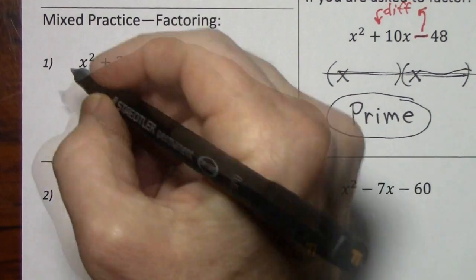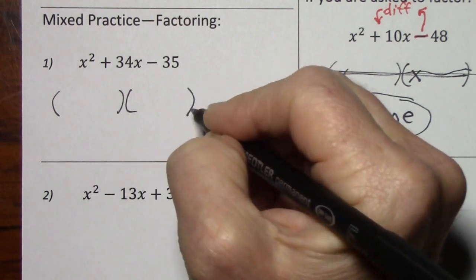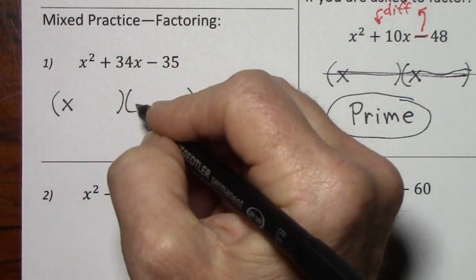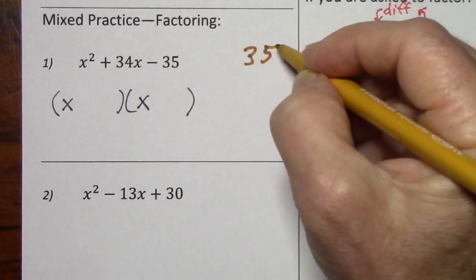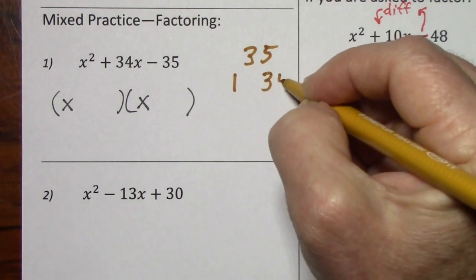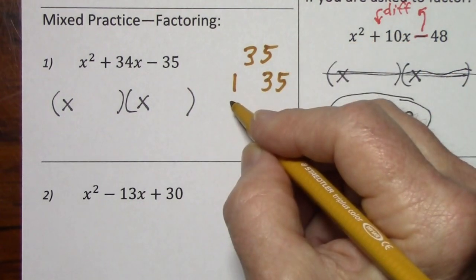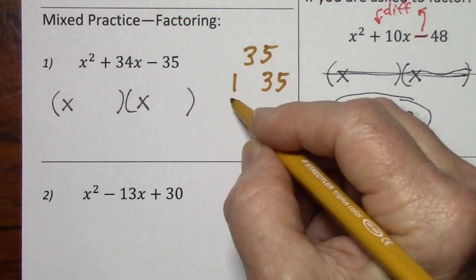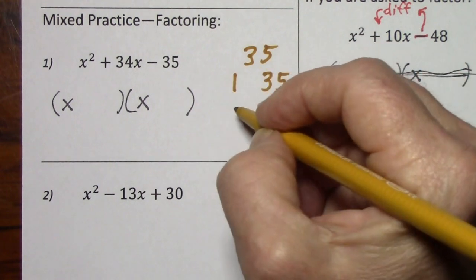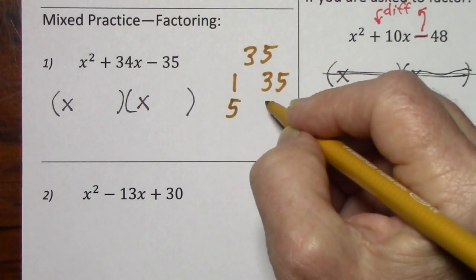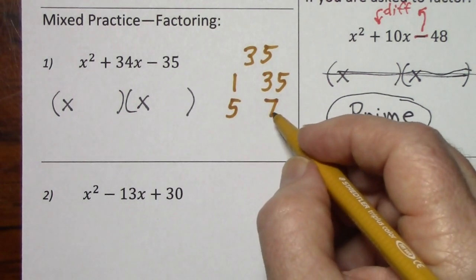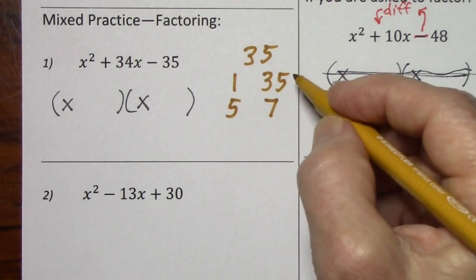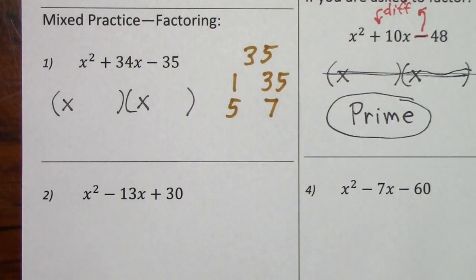Looking at number one, for the x squared, for the 35, we'll list all the factors. 2 won't work, 3 won't work, 4 certainly won't because 2 didn't, 5 works, 5 times 7, 6 won't, and the next number is 7, which we already have. So here's all the factor pairs of 35.